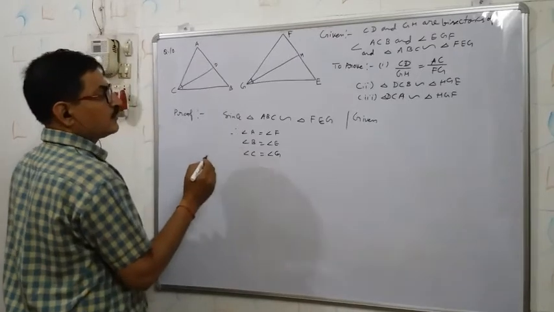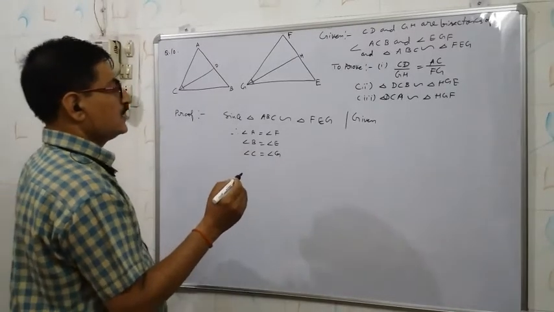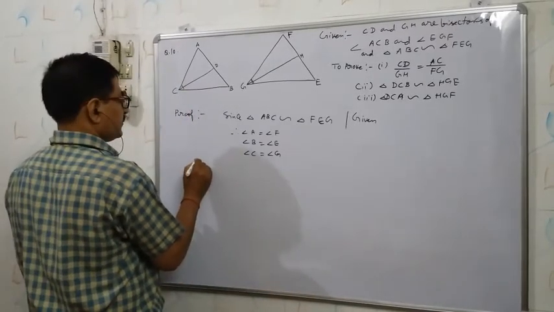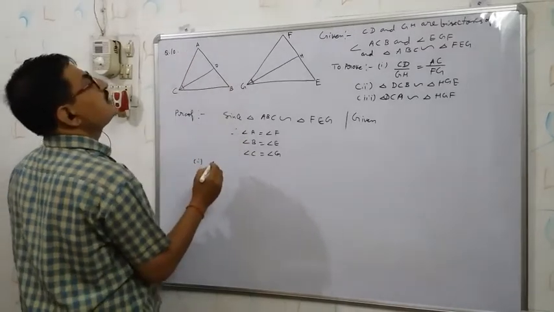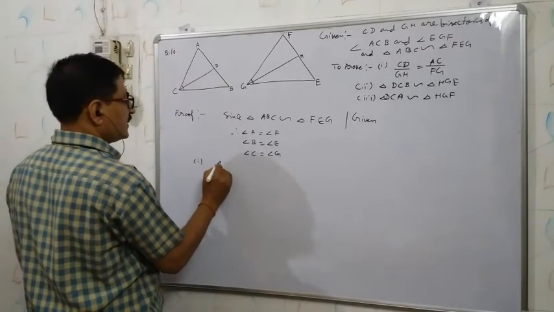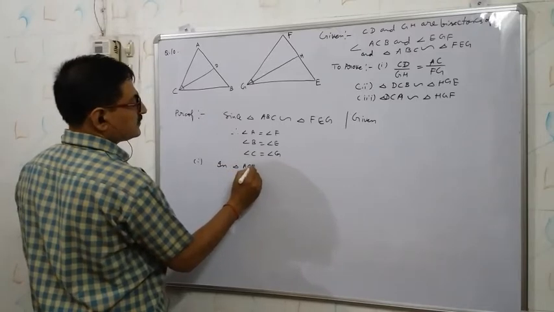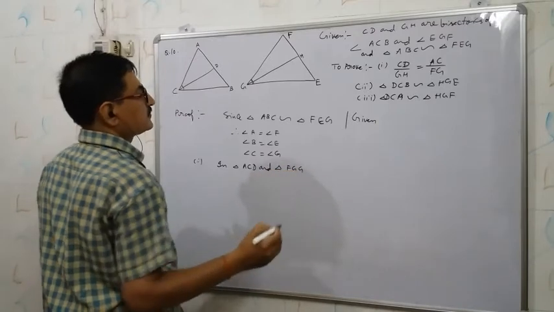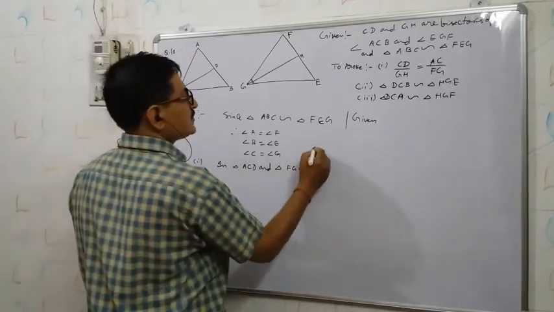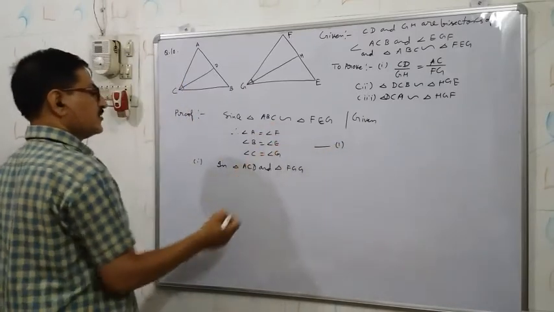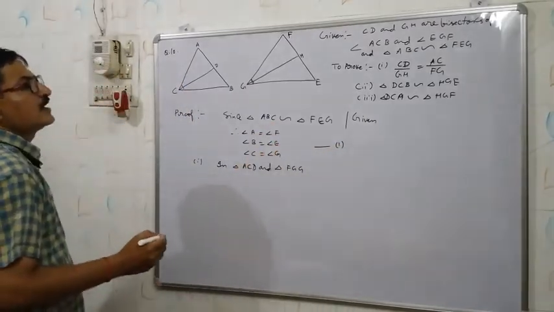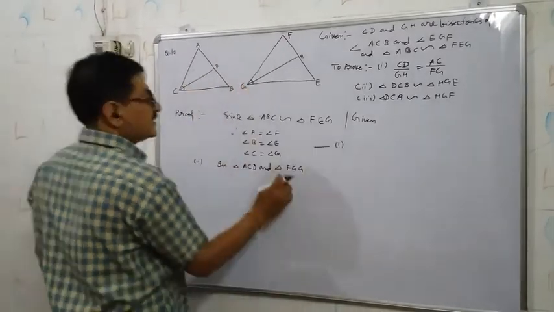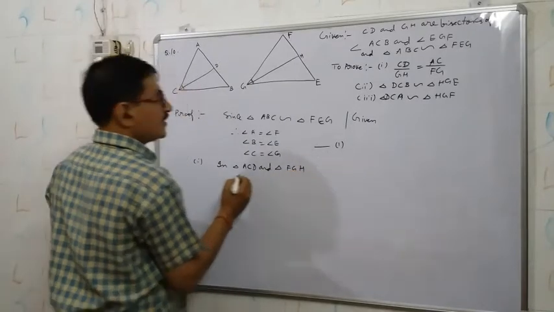Now next, the first part of that question: CD upon GH equal to AC upon FG. So first we have to compare triangle ACD and triangle FGH. In triangle ACD and triangle FGH, this is the information we need. Angle ACD and triangle FGH. So what will be?